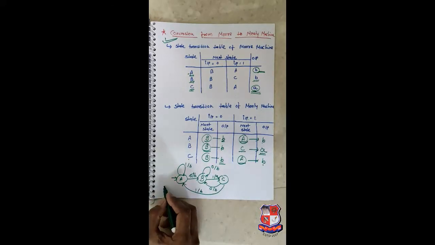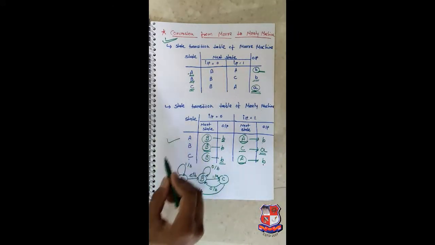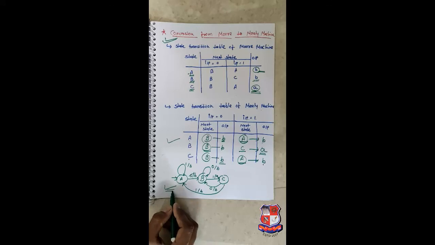So this one is the transition table of the Mealy machine, as well as this one is the diagram of the Mealy machine.